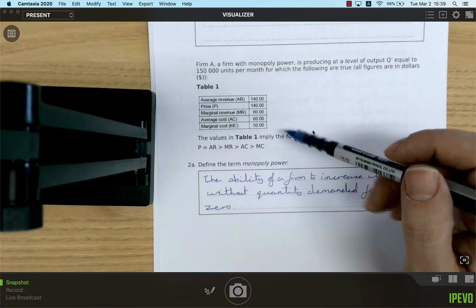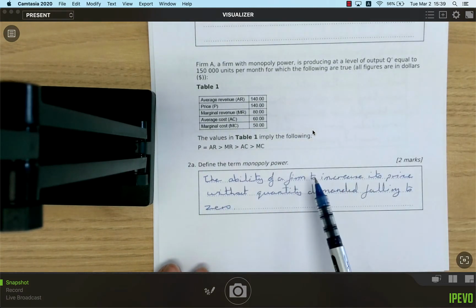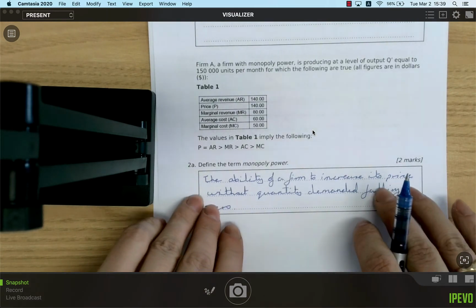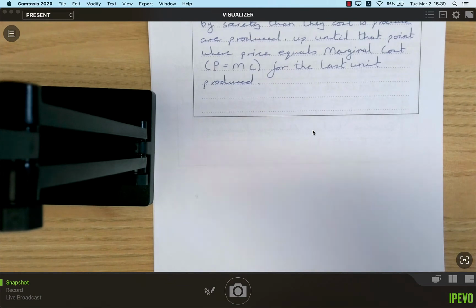Okay, define the term monopoly power. Monopoly power is the ability of a firm to increase its price without quantity demanded falling to zero. What that means is they have a downward sloping demand curve. And the steeper it is, the more inelastic the demand for that good is. And how do you get that? Well, one way you get that is through brand loyalty. That's one way. Now, it's not the only way. Now, we've got two. Okay, excellent.